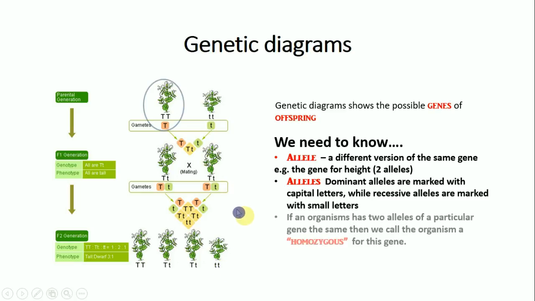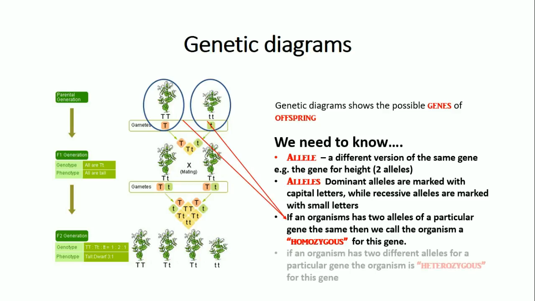Something very important now is if an organism has 2 alleles of a particular gene that are the same, we call the organism homozygous for this gene. So in this case here, we have 2 dominant alleles. So that's a dominant homozygous. And that's a recessive homozygous because we have 2 of the same alleles, but they're recessive ones. Of course, if we have different alleles for a particular gene, the organism is heterozygous for these genes. And this is the case here and here as well. So we have 2 different alleles.